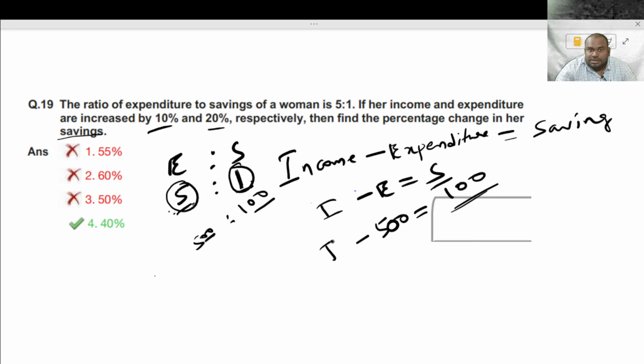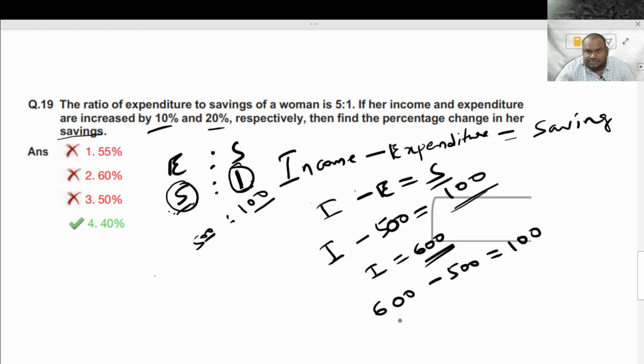So now, income minus 500 is equal to 100. So what would be the income? It will be 600. So the income and expenditure are increased by 10% and 20%. I'll write it as a formula: 600 minus 500 is equal to 100. That is satisfying, right?